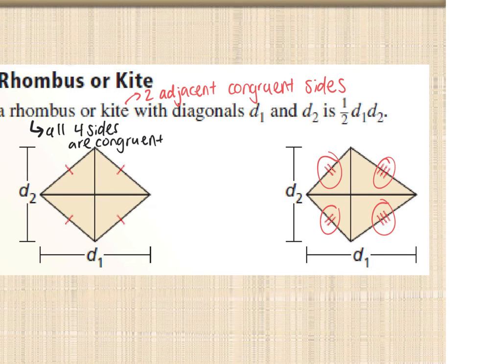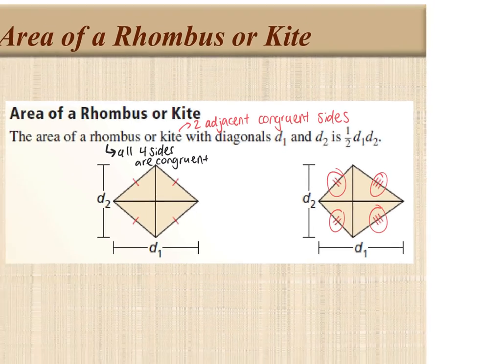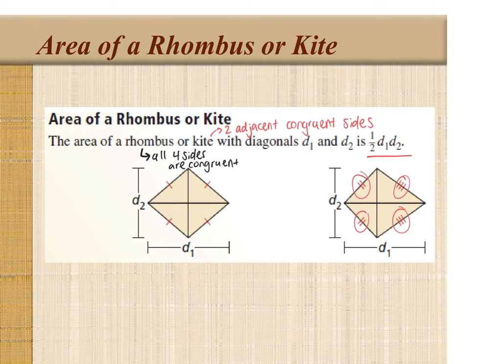All right? Now, the really convenient, super easy to use formula is 1/2 the diagonal times the other diagonal. So whatever your first diagonal is, you multiply by the second diagonal and divide by 2, and that will give you the area of these figures.